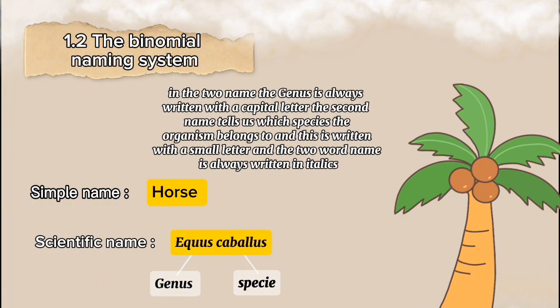In the two-part name, the genus is always written with a capital letter. The second name tells us which species the organism belongs to, and this is written with a small letter, and the two-word name is always written in italics.